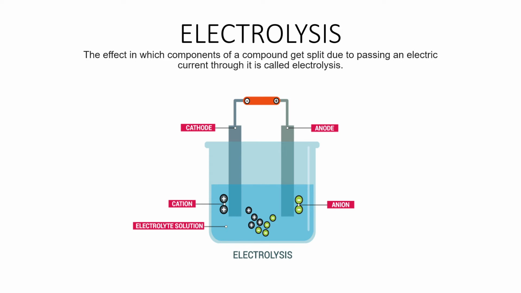Electrolysis. This term I think all of you have heard earlier also. So what is electrolysis actually? It is the effect in which the components of a compound get split due to passing of electricity through it. In the process of electrolysis, we need a cell, that is an electric cell, two electrodes, one is anode and the other one is cathode, and an electrolyte, that is a solution containing the salt of the respective electrode.